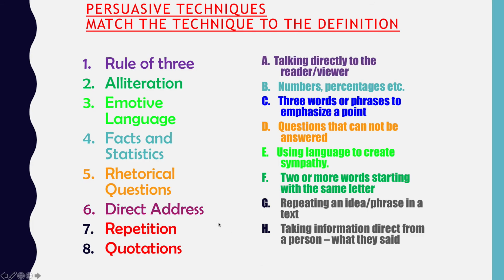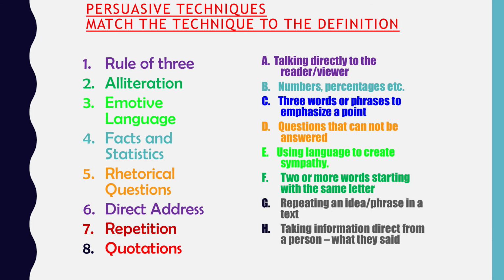Direct address. Like I said, talking directly to the reader or the viewer. So that would work by using words like you or we. Do you want to be rich? If the reader thinks that they're being talked to directly or being included in the conversation, then it makes it more believable, and they're more likely to feel involved in the product and the message that is trying to get across.